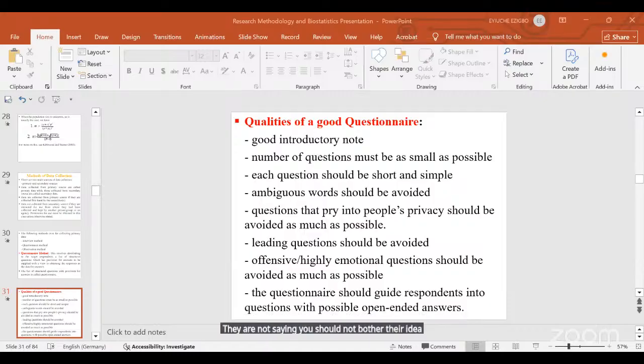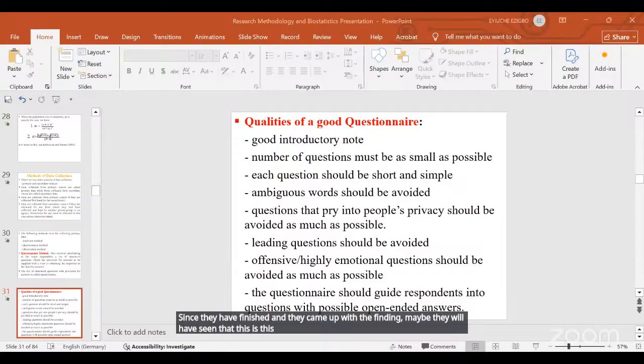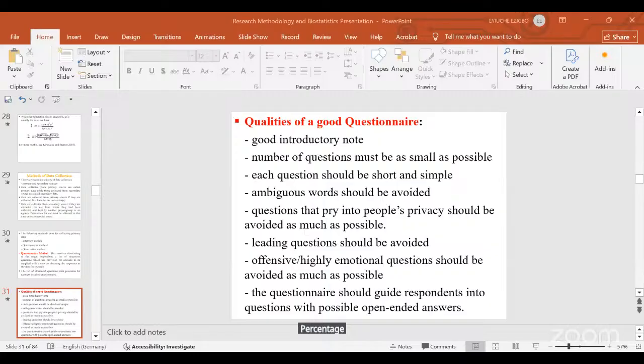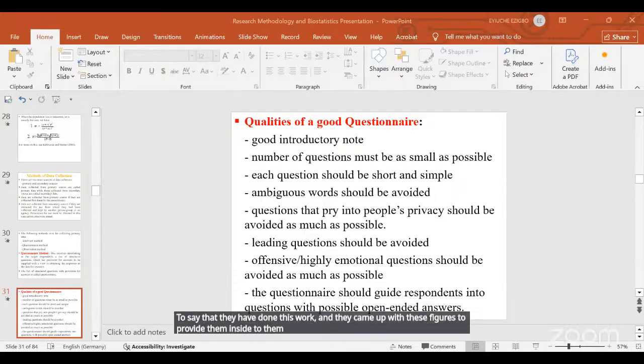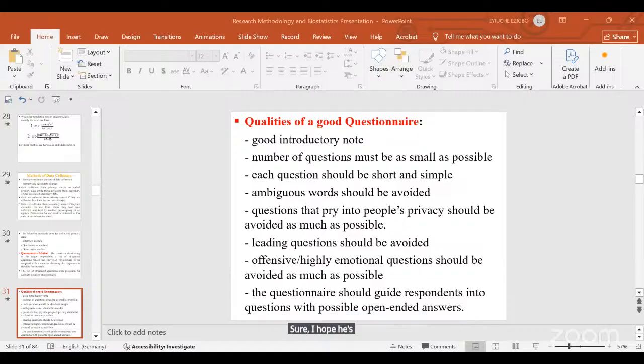I hope it's clear. So if they have finished and they came up with a finding, maybe they will have seen that a percentage of people with this particular betting position is maybe 70. Percentage of these people is that. You have the right to say that they have done this work and they came up with these figures, provided you cite them. I hope it's understood.